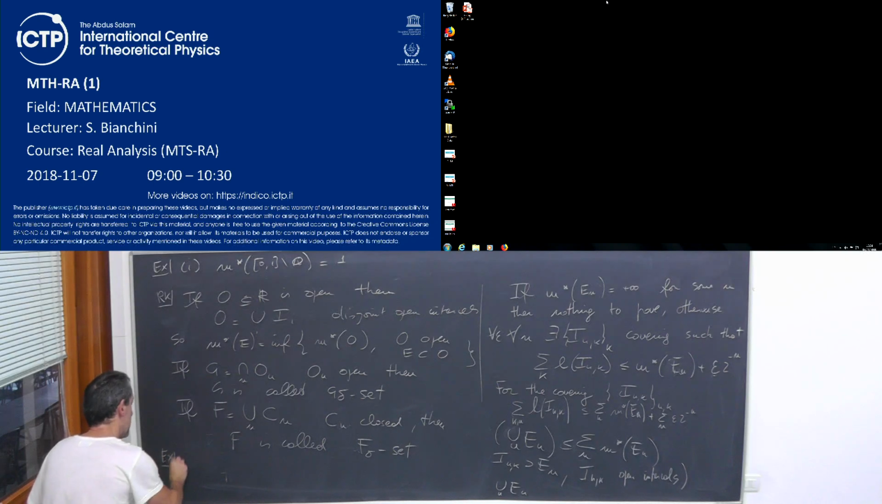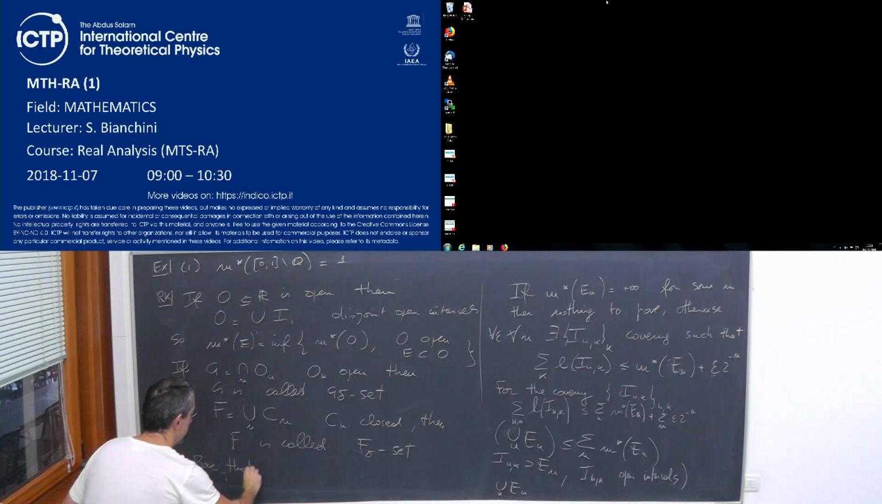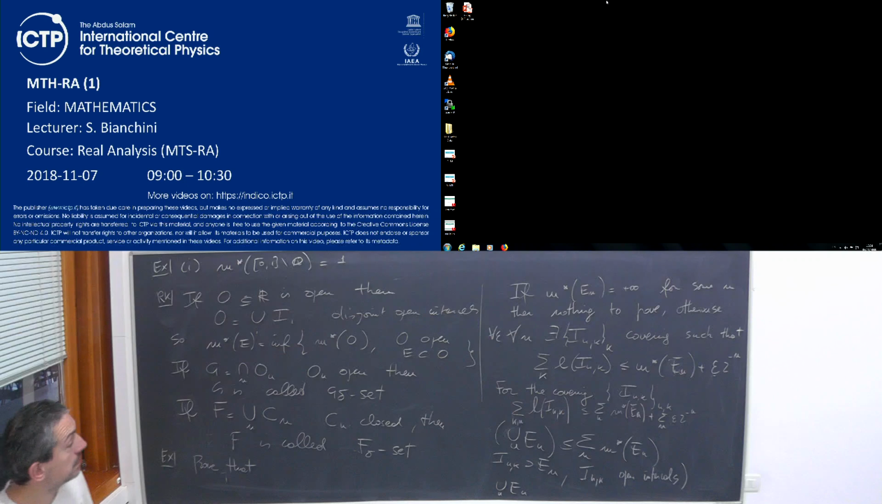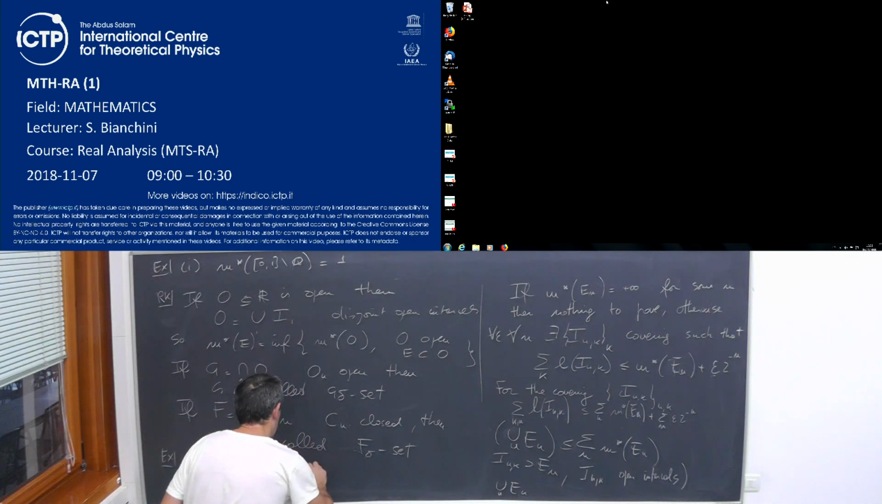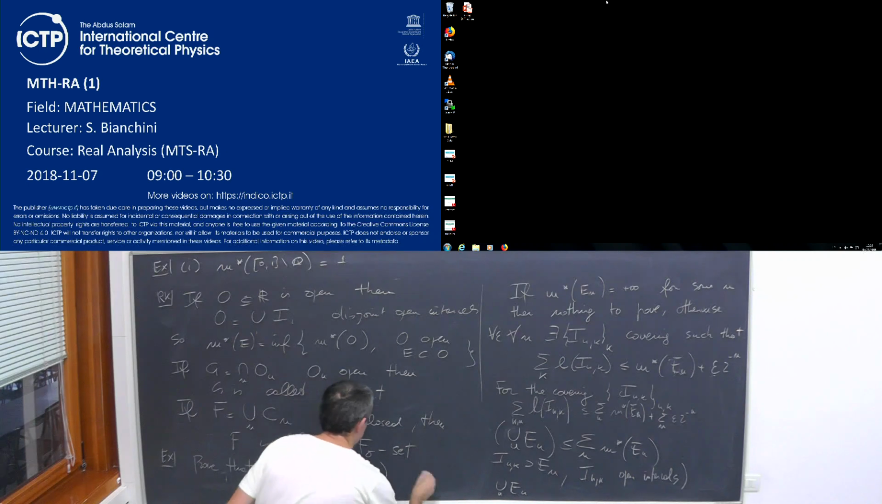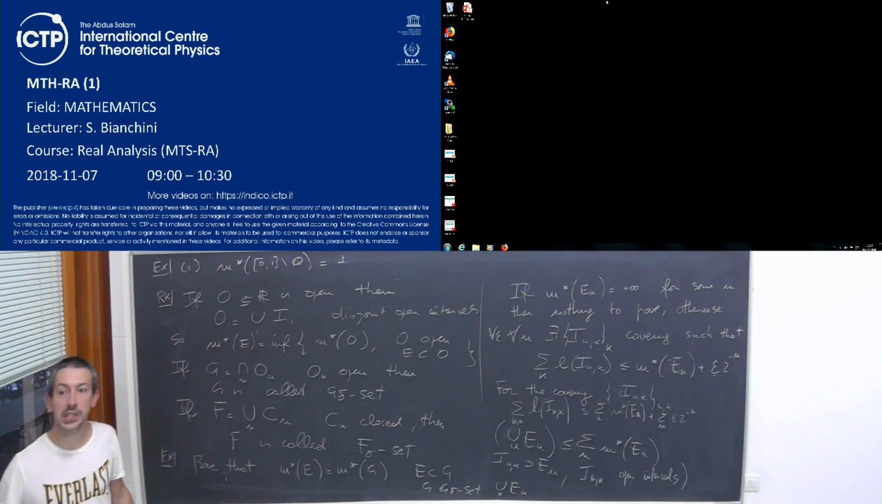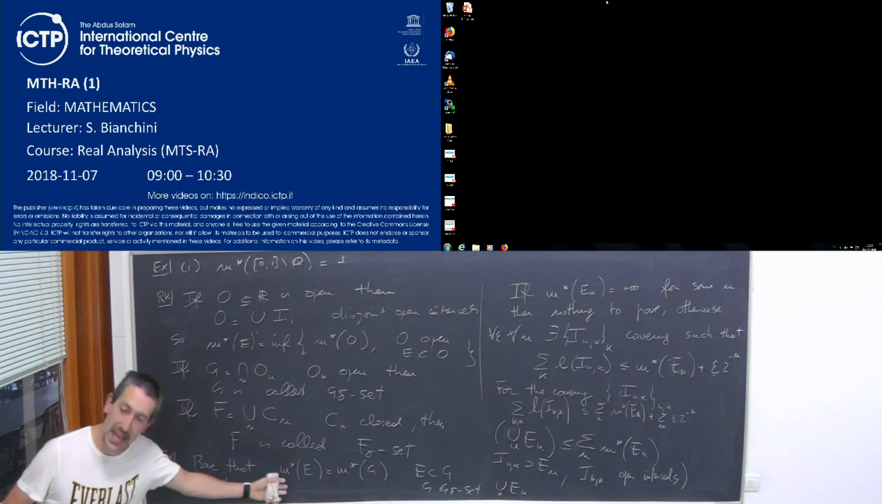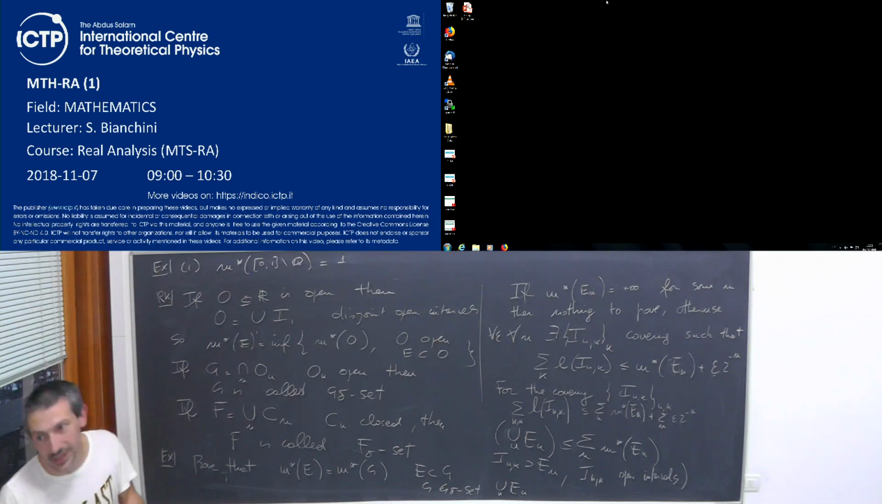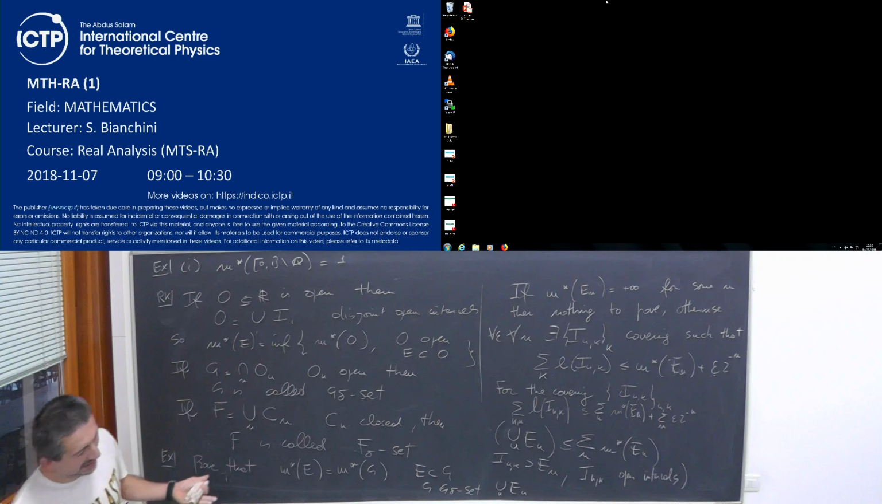So the exercise is: prove that, excuse me, G itself is called a G delta set, the countable intersection of open sets. Prove that M star of E is equal to M star of G, where E is contained in G and G is a G delta set. This is by definition. Essentially, you're not measuring any set, you're just measuring the smallest G delta set containing the set. So it's a regular set. Not so nice, but actually at the end they are quite regular.